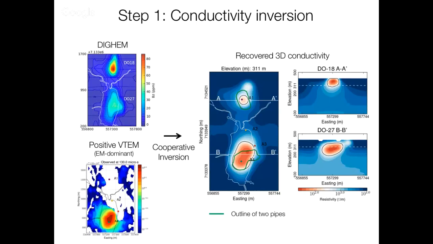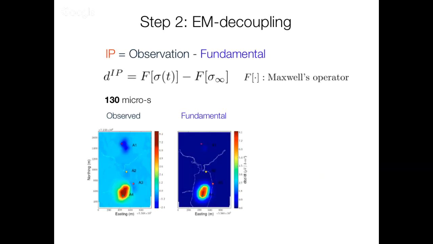So what I was talking about before was inverting the early time positive data. They don't exist here, so I need to do something a bit different, but unfortunately we had the DigEm data. So we used a combination of the DigEm plus the time domain EM, a kind of cooperative inversion, and we got a conductivity model. In plan view it looks like that, cross section looks like that. So here's DO18, here's DO27. So that gives us 3D conductivity.